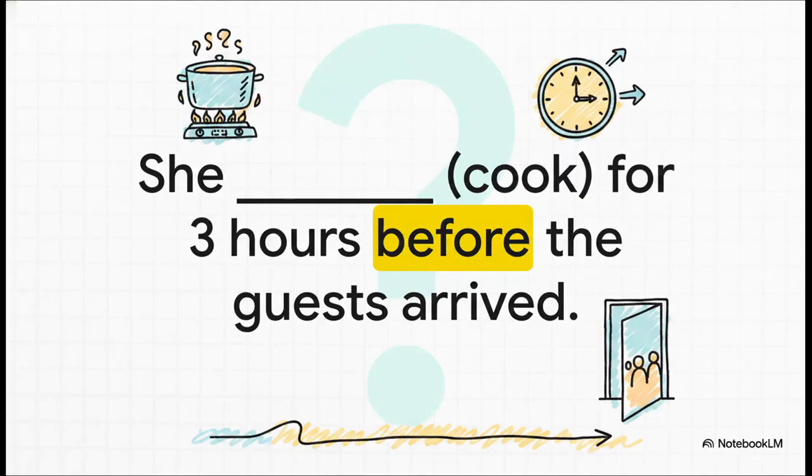Okay, question number 1. By the time the guests arrived, she blank to cook for 3 hours. So take a second and think about it. We've got two past actions, the guests arriving and the cooking. The cooking was happening before they arrived, and it was happening for a while. So which tense do we need?